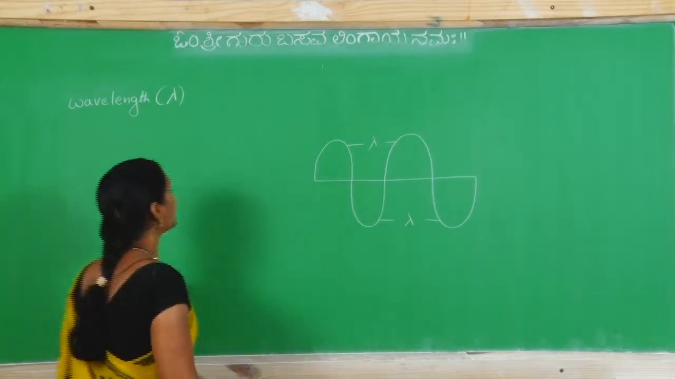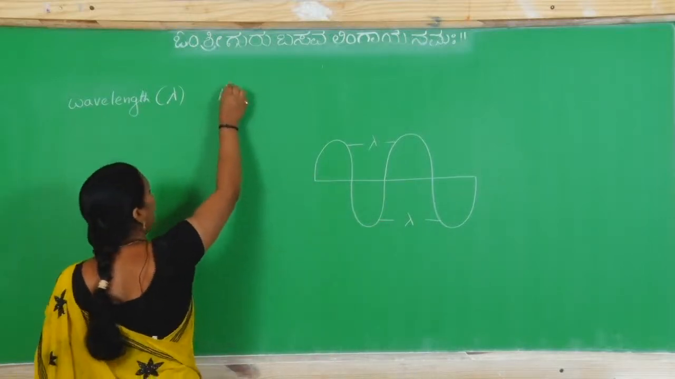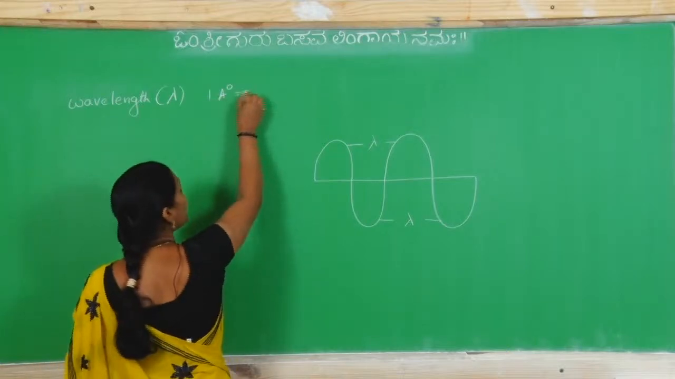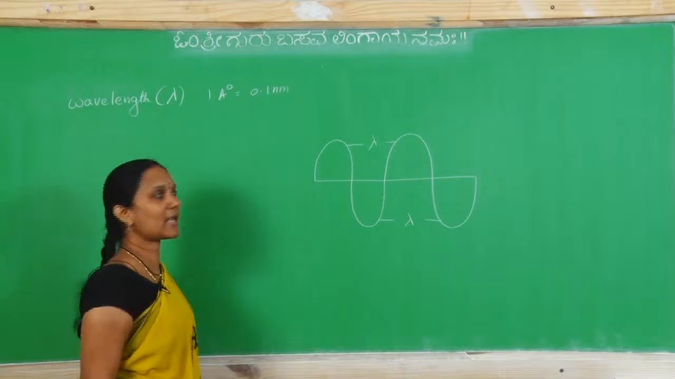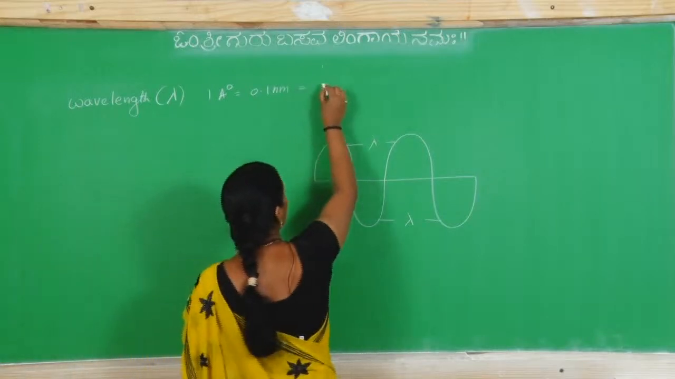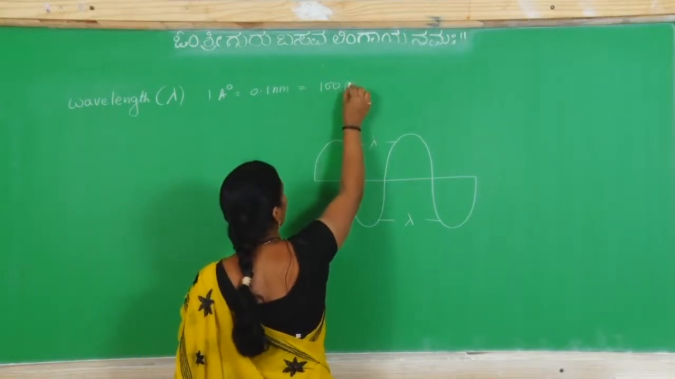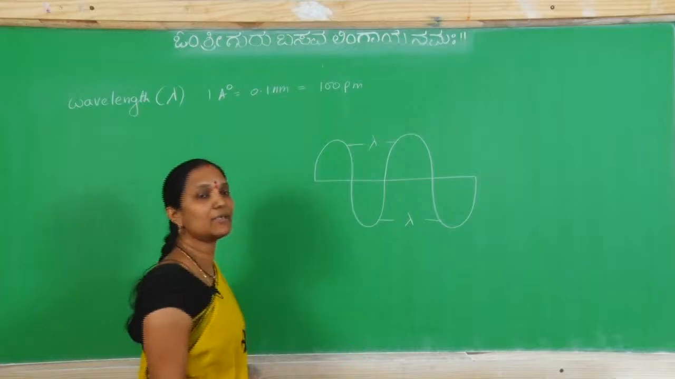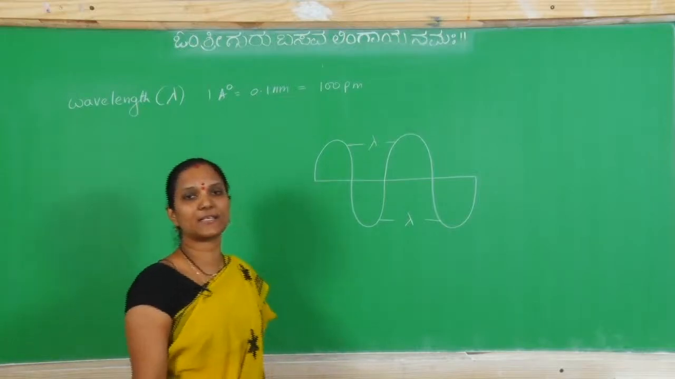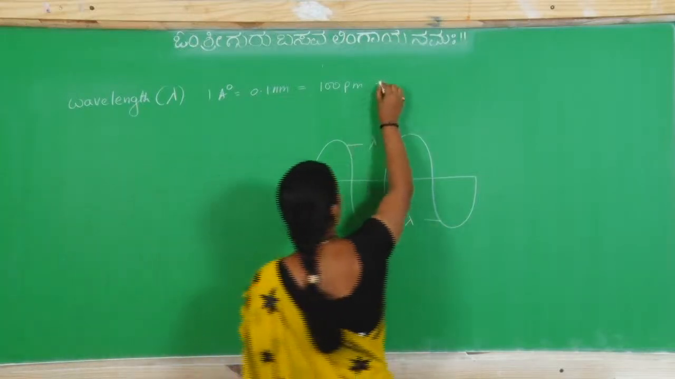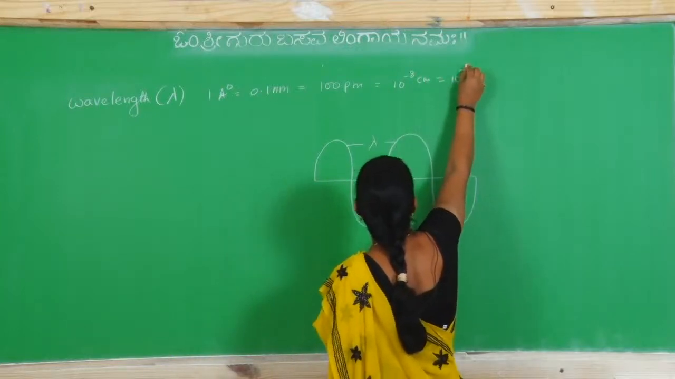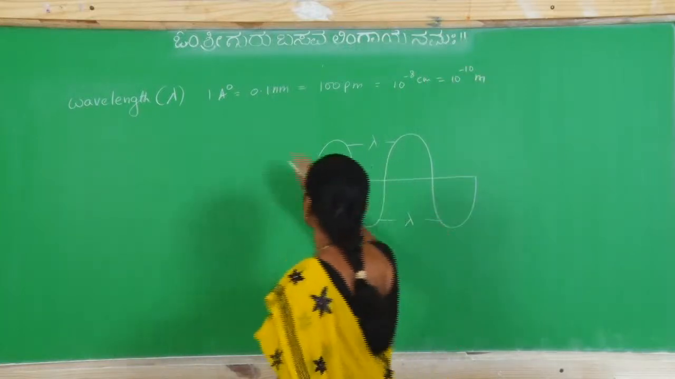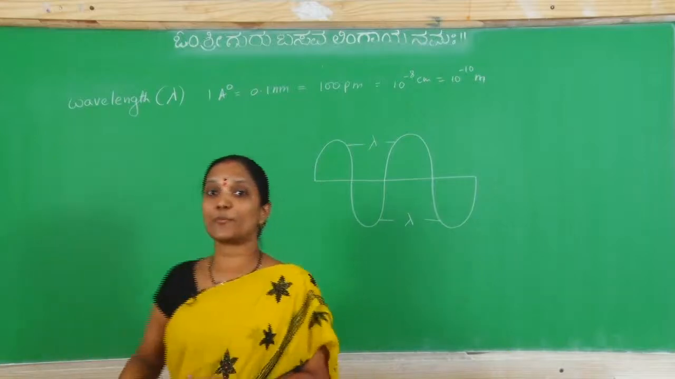What are the units of this wavelength? Wavelength units are angstrom. 1 angstrom is equal to 0.1 nanometer, or 100 picometers. It is also equal to 10 power minus 8 centimeter and 10 power minus 10 meters. This conversion is important for solving problems.